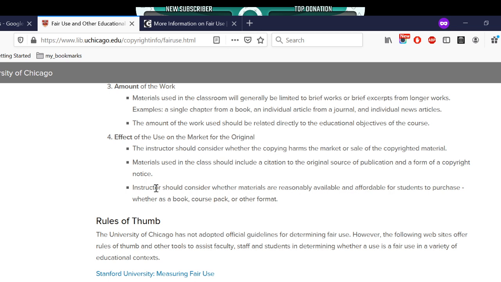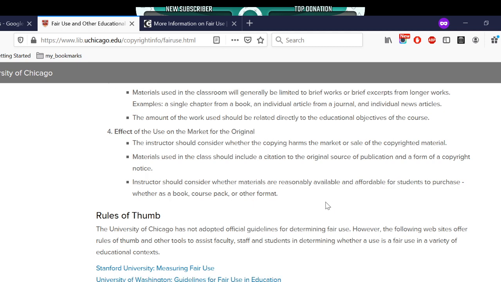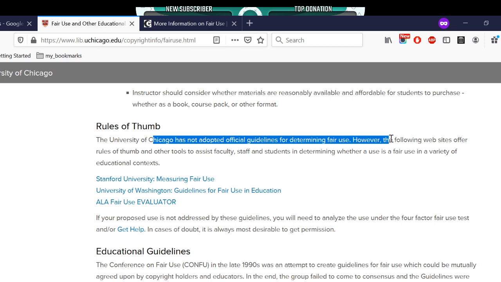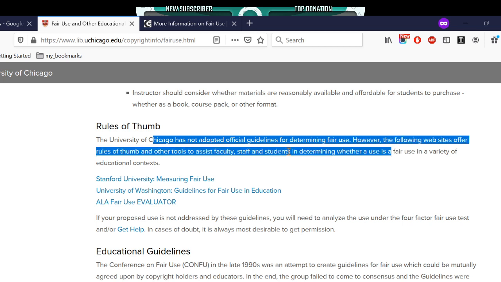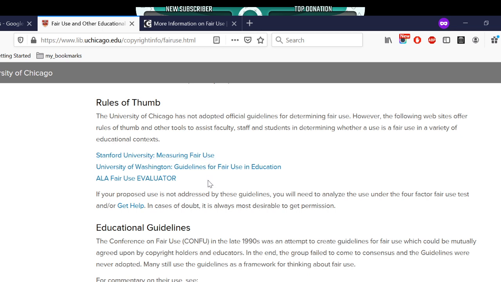An instructor should consider whether materials are reasonably available and affordable for students to purchase. Okay, let's keep going. The University of Chicago has not adopted official guidelines for determining fair use. However, the following websites offer rules of thumb and other tools to assist faculty, staff, and students in determining whether a use is fair use in a variety of educational contexts. Okay.